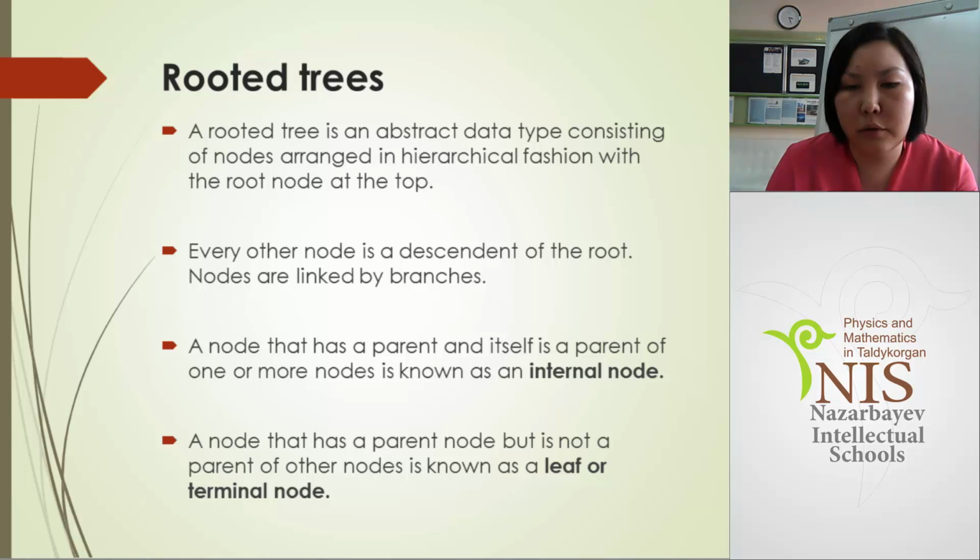And now let's look at rooted trees. A rooted tree is an abstract data type consisting of nodes arranged in a hierarchical fashion with the root node at the top. Every other node is a descendant of the root. Nodes are linked by branches. A node that has a parent and itself is a parent of one or more nodes is known as an internal node. A node that has a parent node but is not a parent of other nodes is known as a leaf or terminal node.